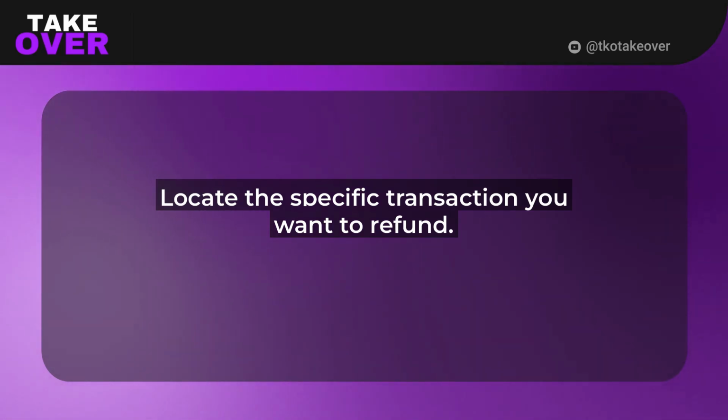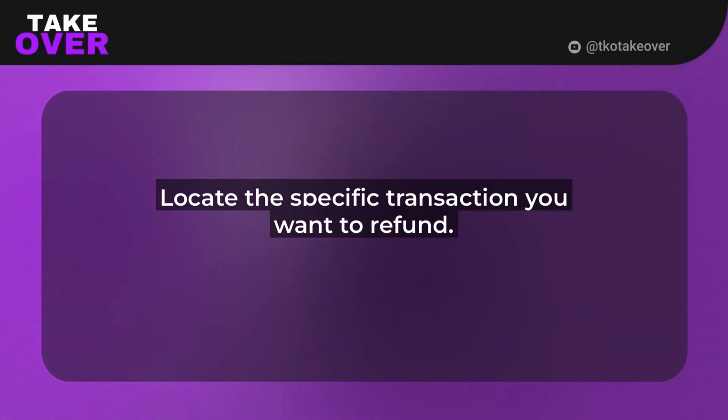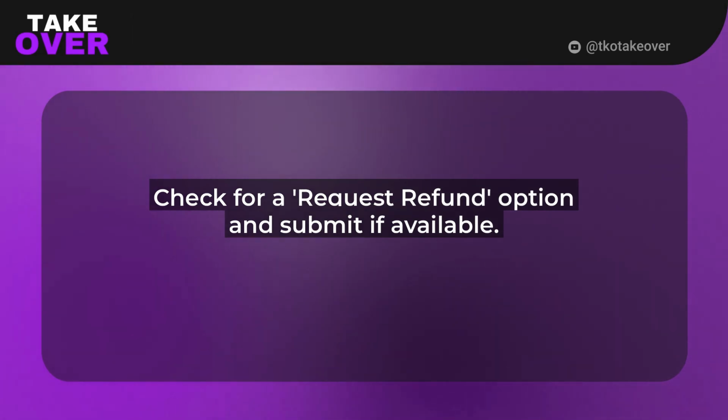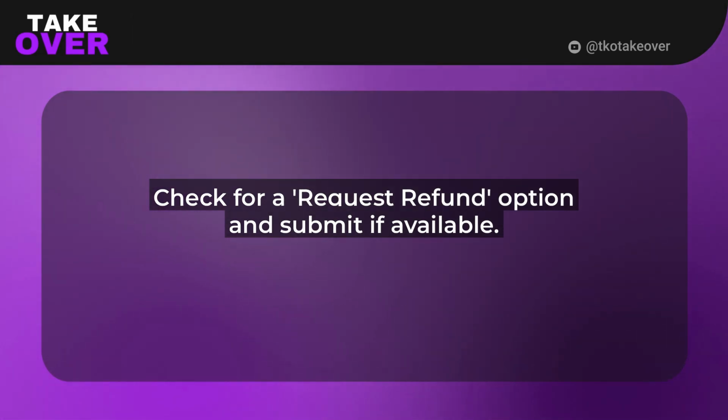Let's jump right in. First things first, open up your Venmo app and make sure you're logged in. Head over to your activity feed, that's where all your recent transactions are listed. Look for the payment you want to refund and tap on it to view the details. This is crucial because not all payments are eligible for refunds, like those that have been cashed out or are older than a certain period.